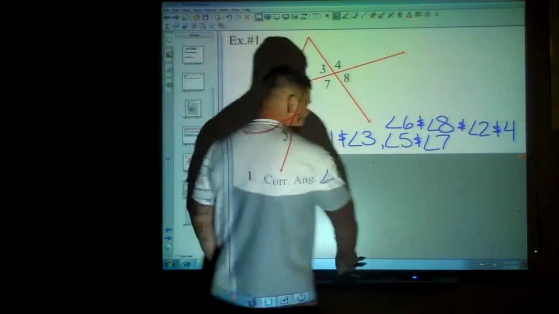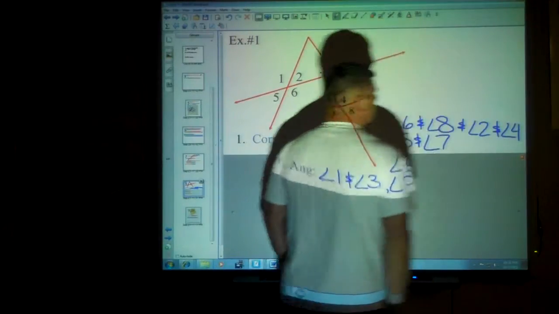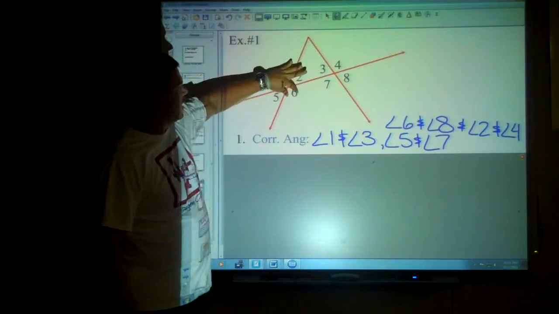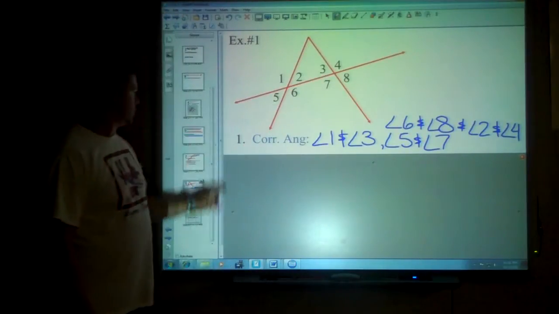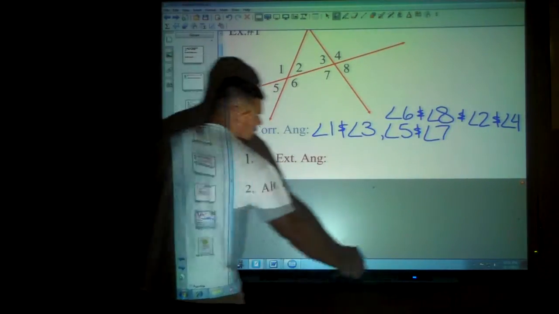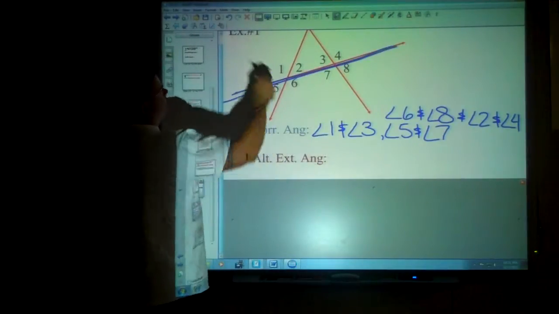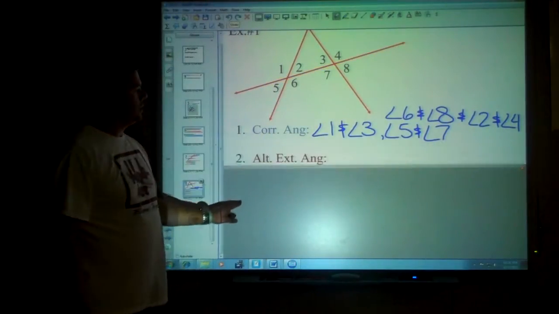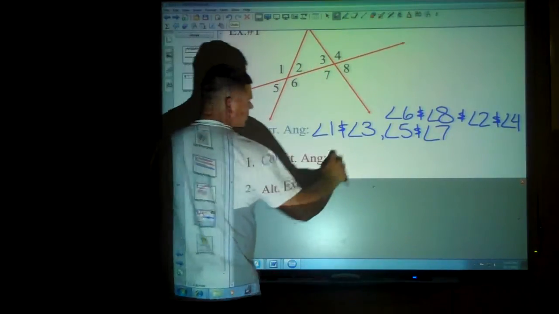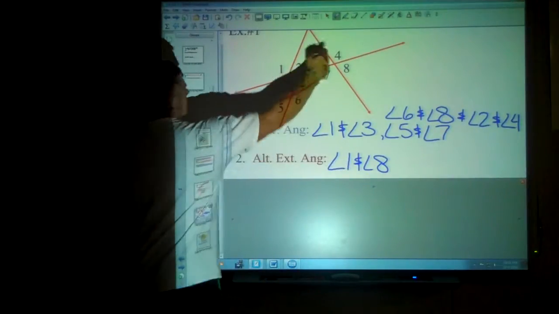So those would be considered the corresponding corners. This top left of that intersection. Bottom right of that intersection. Right? Same diagram, now the alternate exterior. Alternate meaning on the opposite sides of this transversal, so one's on top, one's on bottom. And they have to be exterior, on the outside. Angle 1 and angle 8. Angle 5 and angle 4.